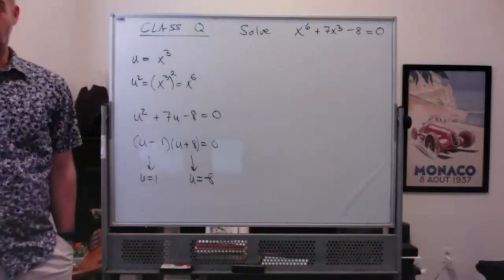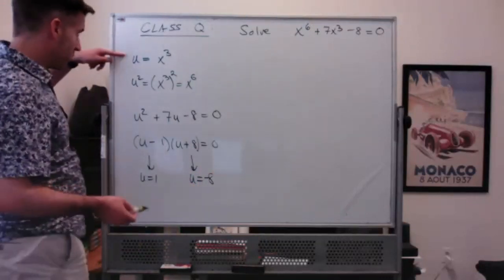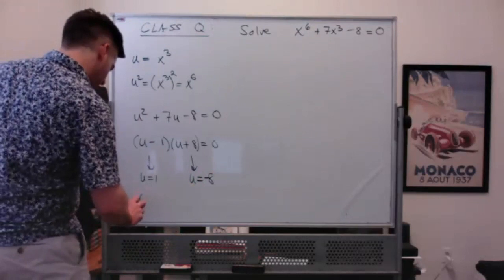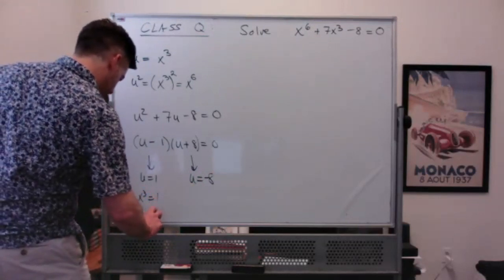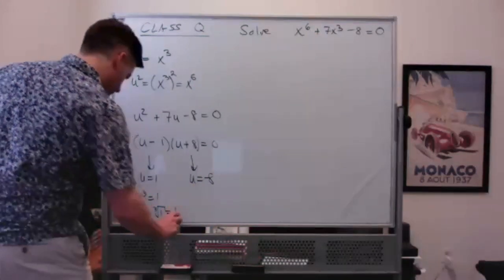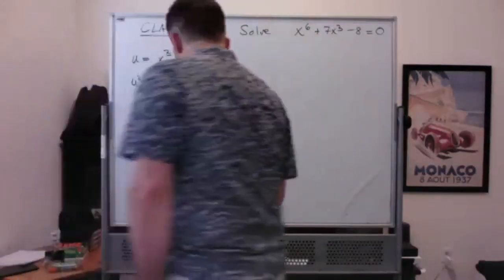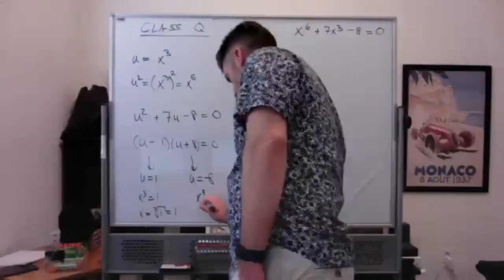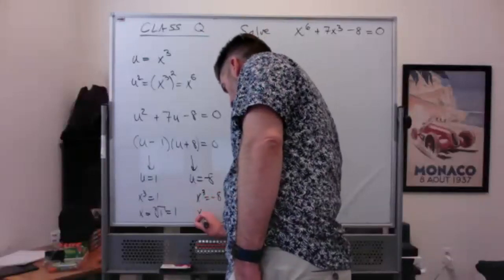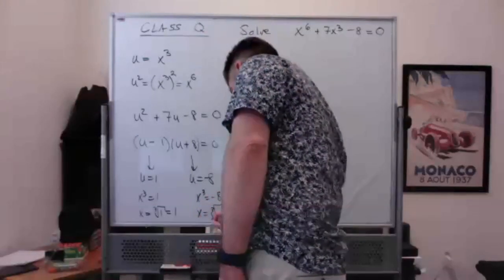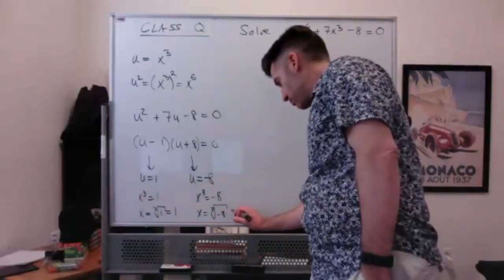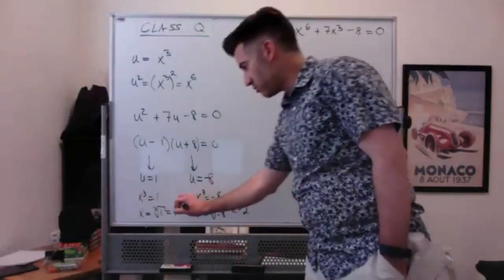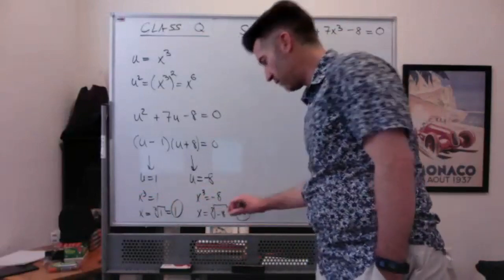But then we have to actually solve for x. So u is equal to x cubed. So that means we have x cubed equal to 1. So x is equal to the cube root of 1, which is 1. And x cubed equal to negative 8, which means x equals the cube root of negative 8. And the cube root of negative 8 is negative 2. So those are our solutions, positive 1 and negative 2.